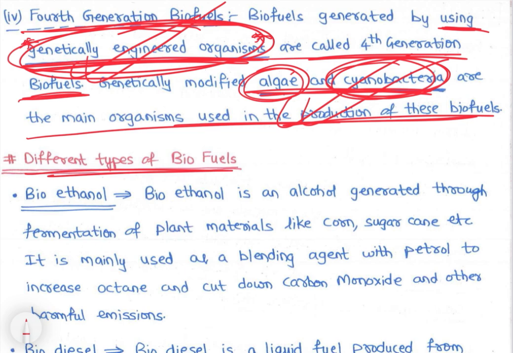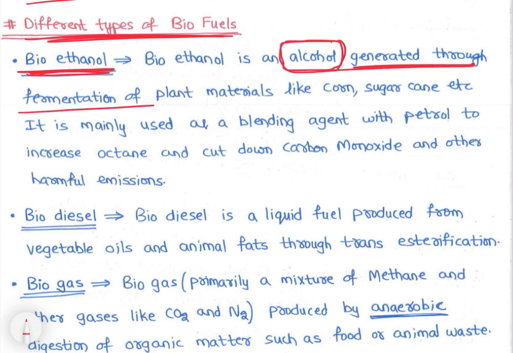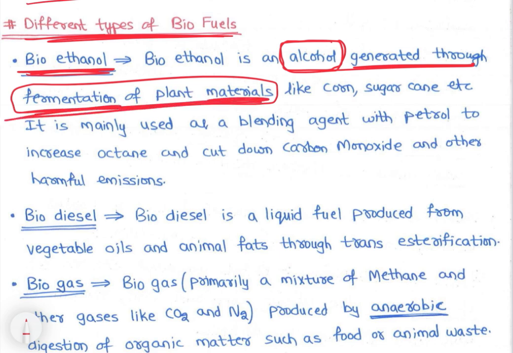Then different types of biofuels, right? See, first is bioethanol. Bioethanol is an alcohol, right? Alcohol generated through fermentation of plant materials. Plant materials को fermentation करेंगे, right? जैसे दारू बनता है, right? So bioethanol is also a type of alcohol, right?